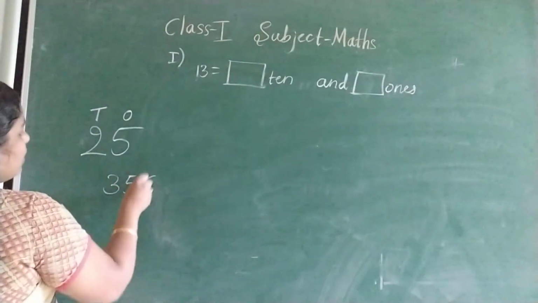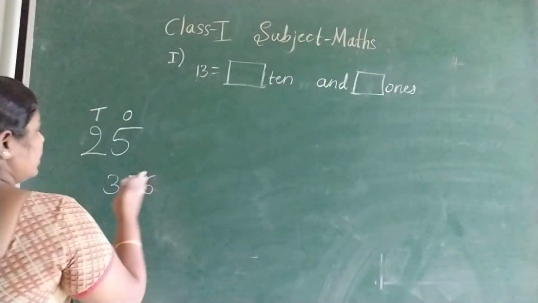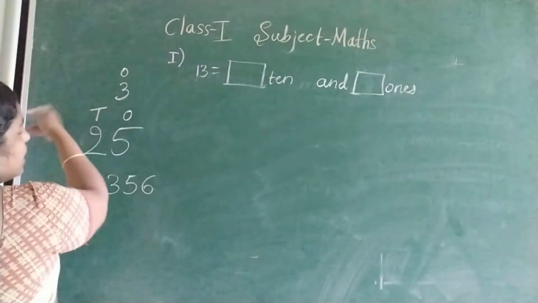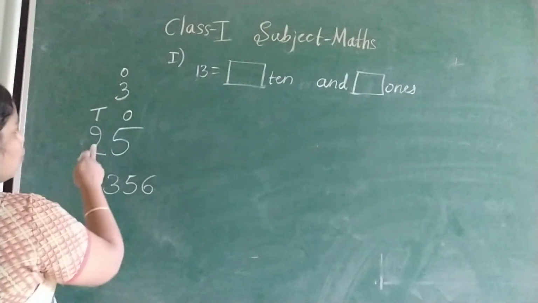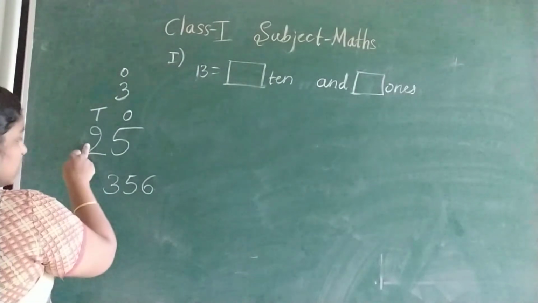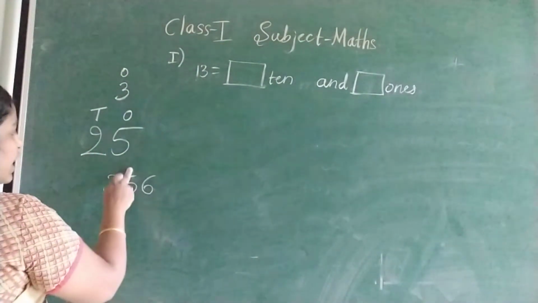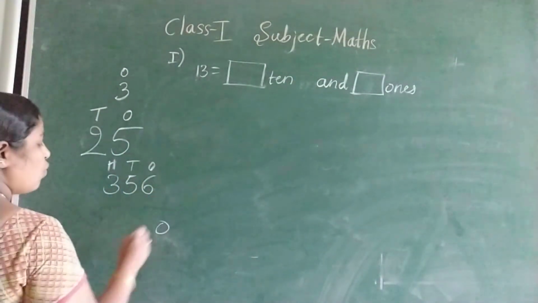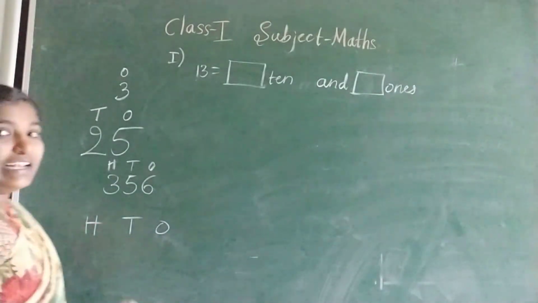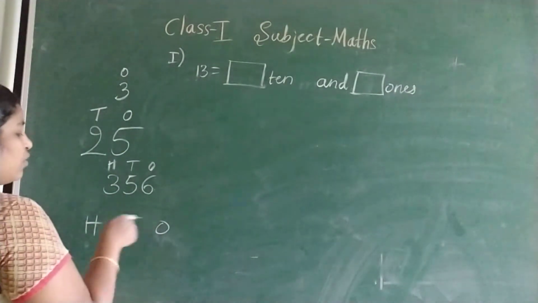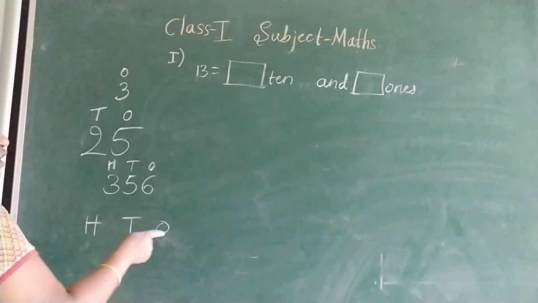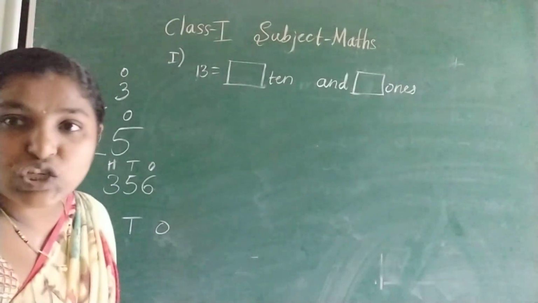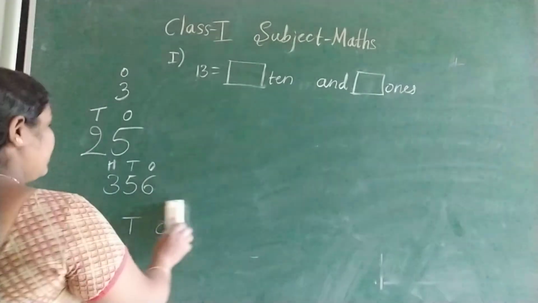Suppose it is a 3-digit number, I will tell you extra. If 1-digit, this is only ones, no tens and nothing. This is the ones place. Now 2-digit means ones, tens. 3-digit means ones, tens, hundreds. You remember this. Ones, tens, hundreds. Tell it 10 times like this, then it will be perfect for you.